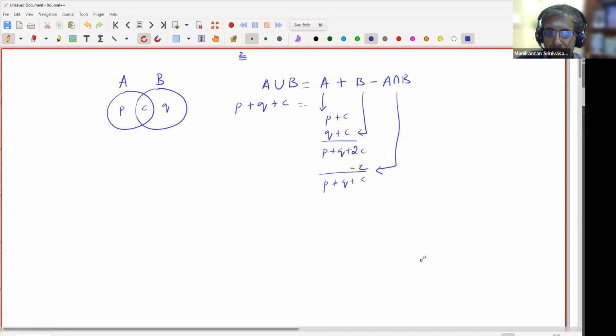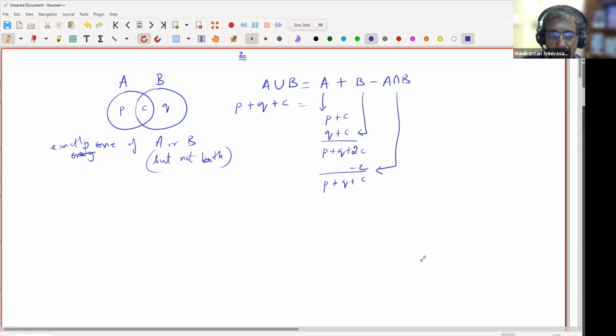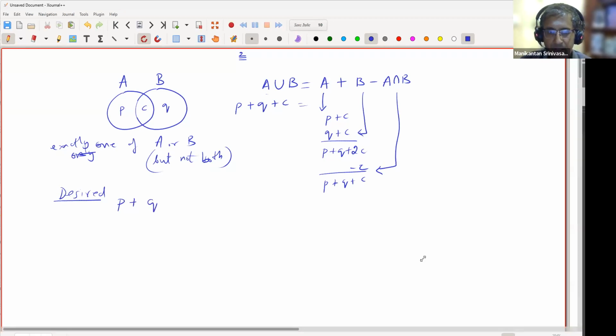Now, the same thing can be extended. Let's stick with this. Suppose A union B is A plus B minus A intersection B. But suppose the question is the number of cases where it's exactly one of A or B, but not both. I mean, it's understood when I say exactly, but just to be explicit: exactly one of either A or B, but not both. So the desired answer is P plus Q, right? It's only A or only B, but not both.